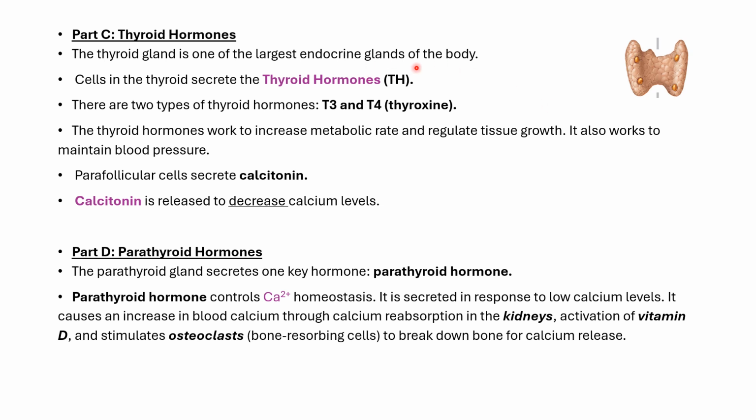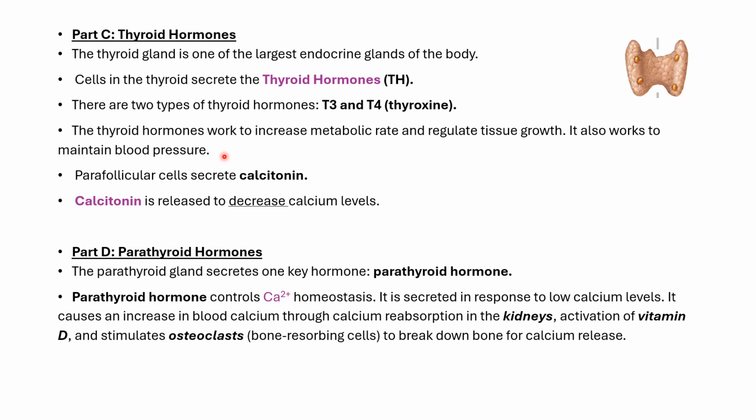So the thyroid gland is one of the largest endocrine glands of the body. It secretes thyroid hormones. Thyroid hormones are T3 and T4. T4 is thyroxine, T3 is triiodothyronine. And thyroid hormone has many functions in the body. It increases the metabolic rate, it regulates tissue growth, it also works to maintain the blood pressure.